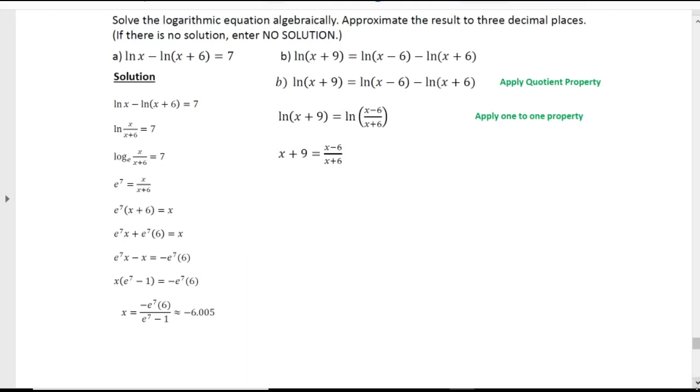So we're going to solve for x. I multiply x plus 6 on both sides. And when I do that, then this cancels.